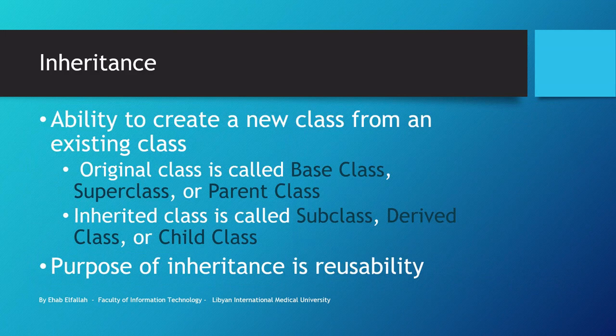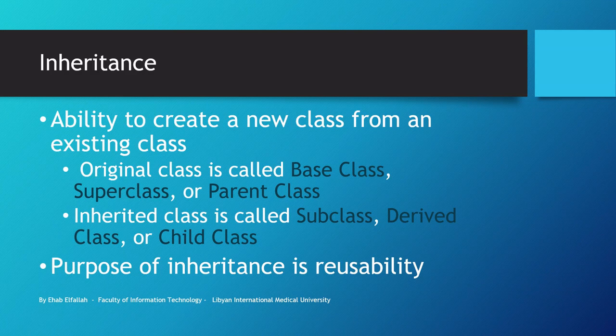The ability of creating a new class from an existing class is inheritance, and the original class is usually called base class or super class or parent class, and the inherited class is called subclass or derivative class or child class. Some books call them base class, super class, parent class, and others call them subclass, derivative class, and child class.